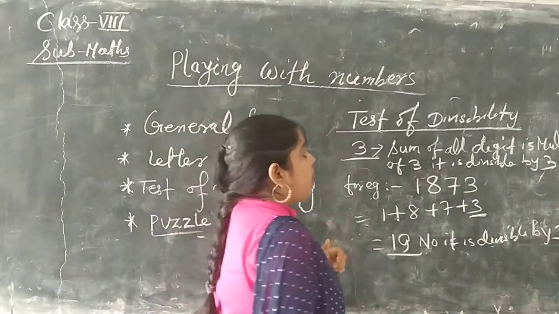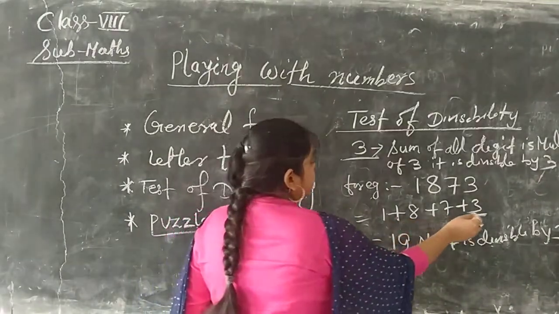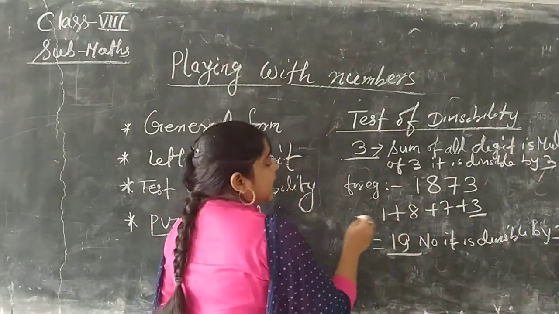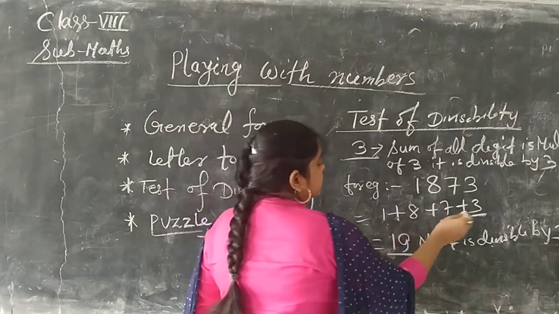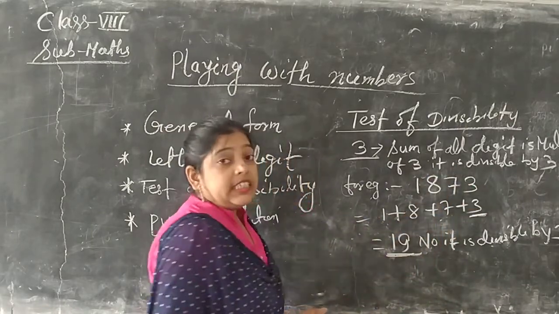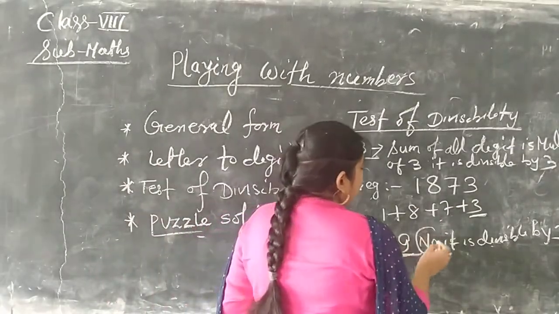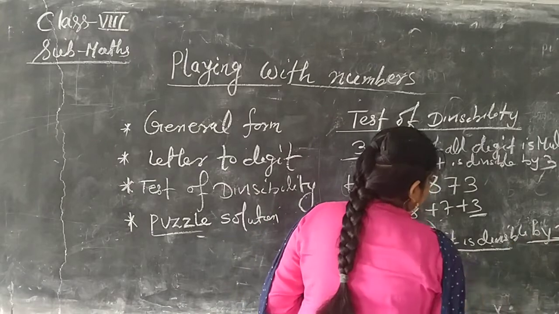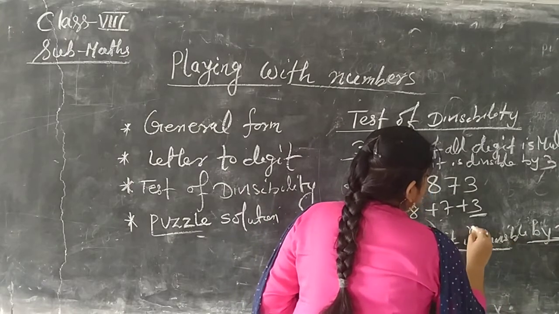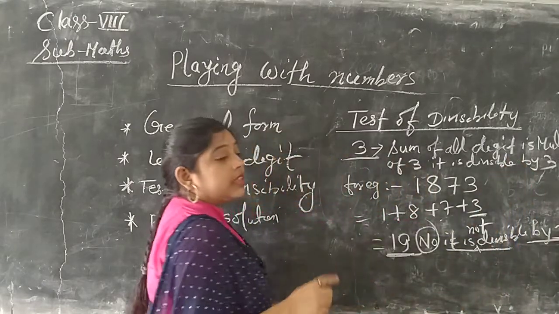So we can check how. 1 plus 8 plus 7 plus 3. 8 plus 1 is 9, 9 plus 7 is 16, and 16 plus 3 is 19. And 19 is not a multiple of 3. So it is not divisible by 3.